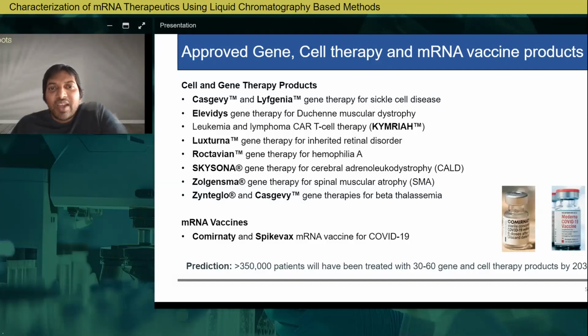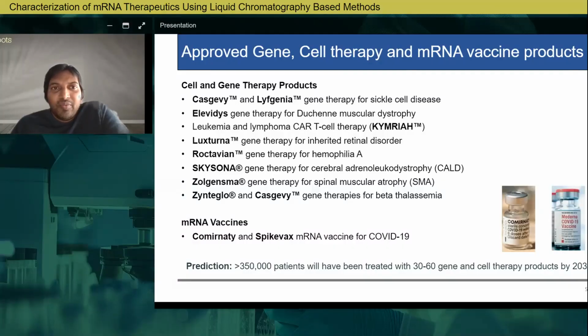I would say the mRNA vaccines are Spikevax and Comirnaty, from Moderna and Pfizer, which were utilized during the COVID-19 pandemic. Based on all these approvals of cell and gene therapies and the mRNA vaccines, it's predicted that there will be 30 to 60 gene and cell therapy products available by 2030, and it's expected that more than 350k patients will be treated with cell and gene therapy products.